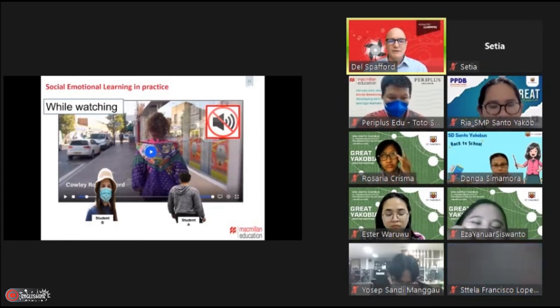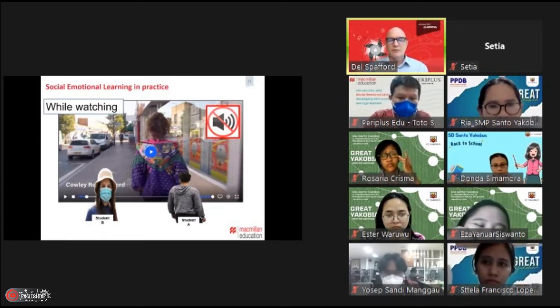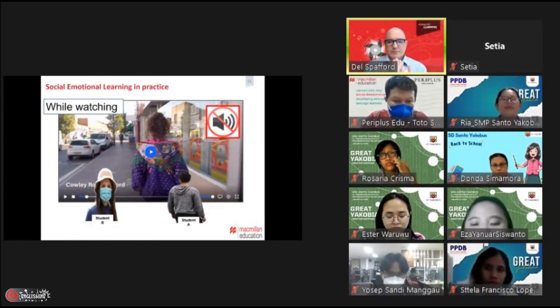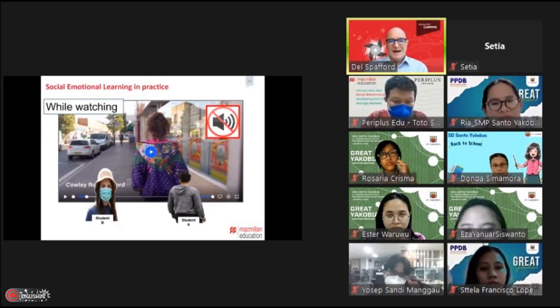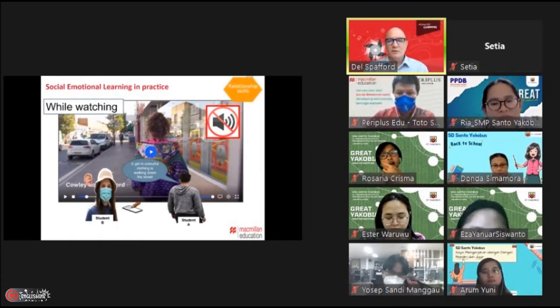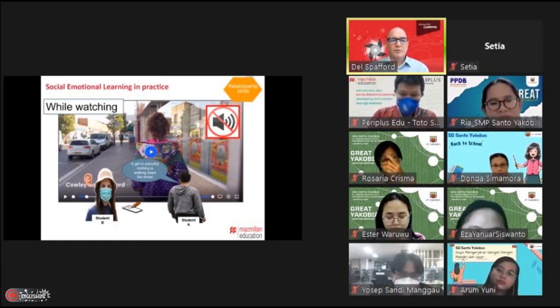Also notice that student A is looking at the video and student B is not watching the video. Student B has their back turned to the video. So you play the video for a short while. Student A watches and at the same time tells student B what they are seeing. So, a girl in colorful clothing is walking down the street. Student B will listen to student A and write down what they can hear, and then they will swap roles. Student B will look at the screen, student A will write down, and back and forth.